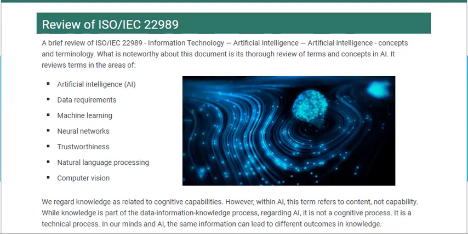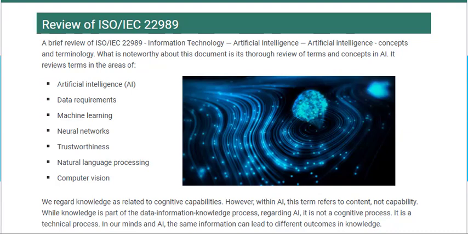Review of ISO/IEC 22989. A brief review of ISO/IEC 22989, Information Technology, Artificial Intelligence, Concepts and Terminology. What is noteworthy about this document is its thorough review of terms and concepts in AI. It reviews terms in the areas of artificial intelligence, AI, data requirements, machine learning, neural networks, trustworthiness, natural language processing, computer vision.